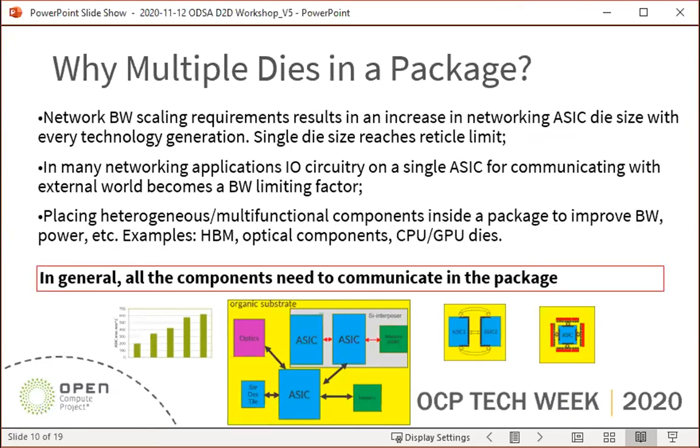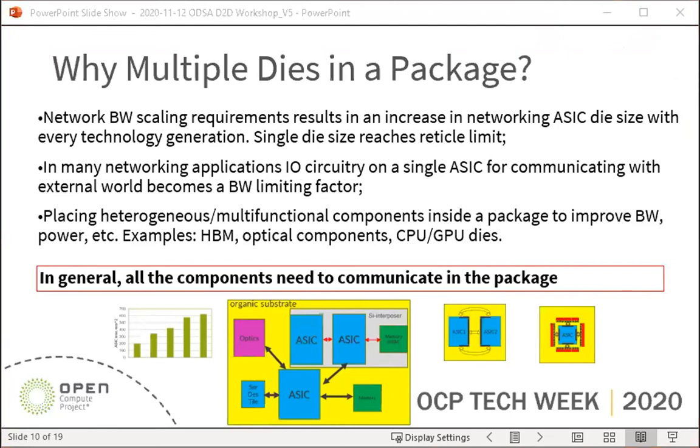So I want to give a networking perspective on why in the networking world we are looking at multiple dies in a single package.